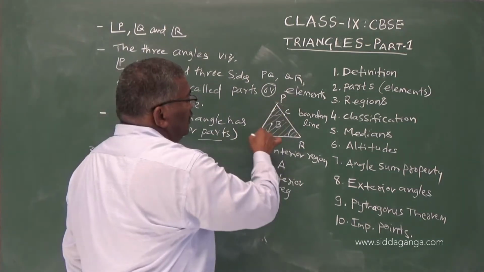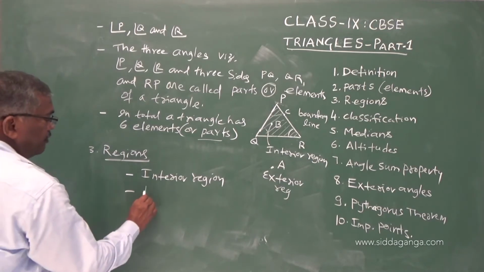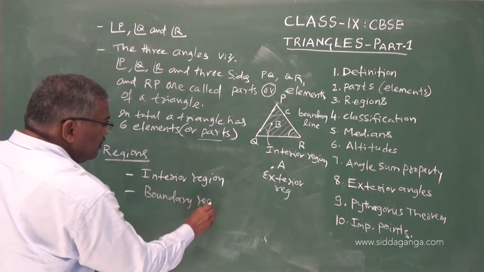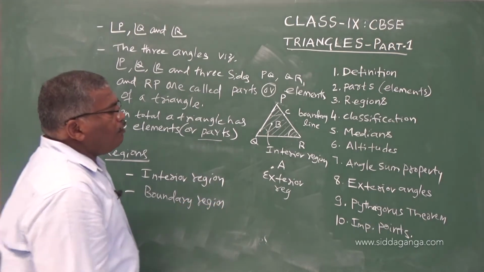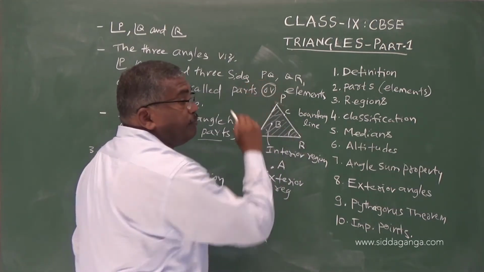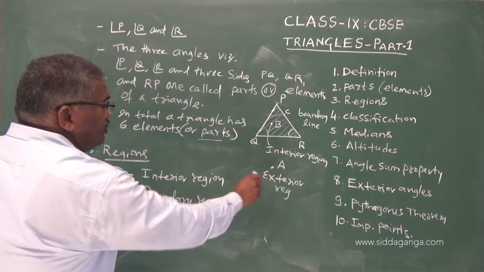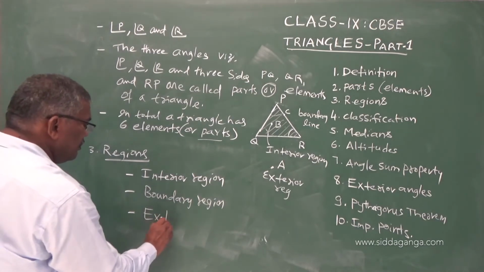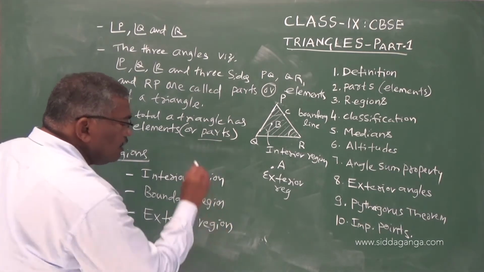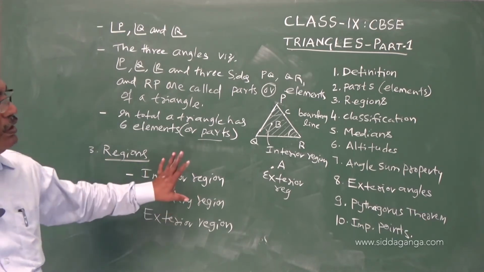that means in the triangle area, and boundary region. Boundary region means any point on the line PQ, QR or RP. So, boundary region and then exterior region. So, this is about regions.